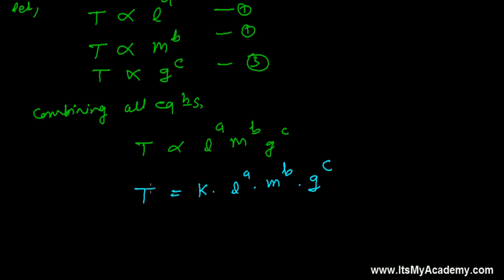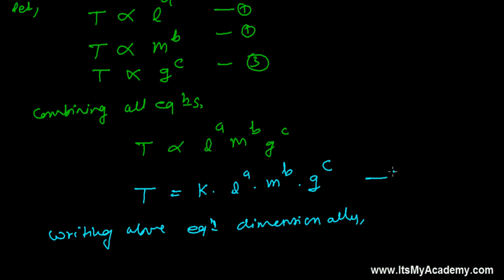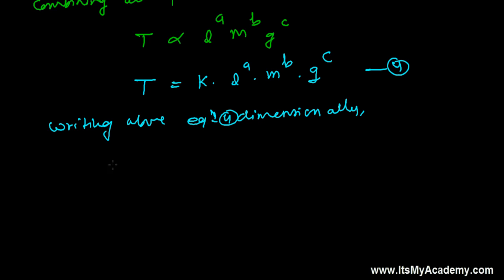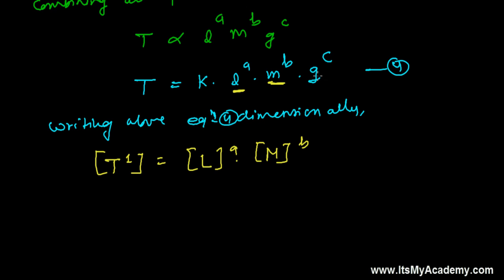Okay, now writing this equation dimensionally, let's say this is equation 4. The time has the dimension of T1, and k is a constant, so a constant does not possess any dimension. Length has dimension L to the power a, and mass has dimension M to the power b, and acceleration due to gravity is acceleration, so it is L T minus 2, having the dimension to the power c.